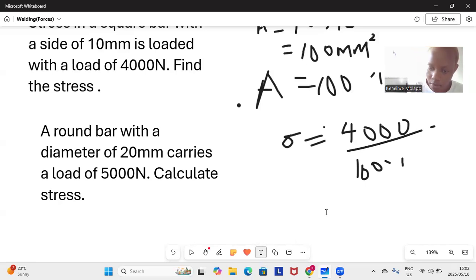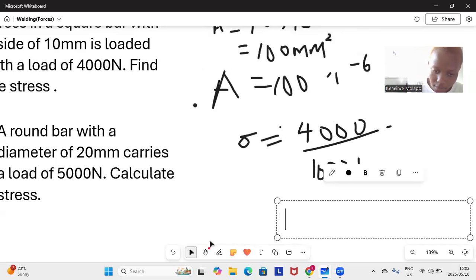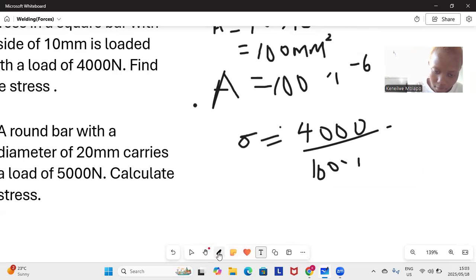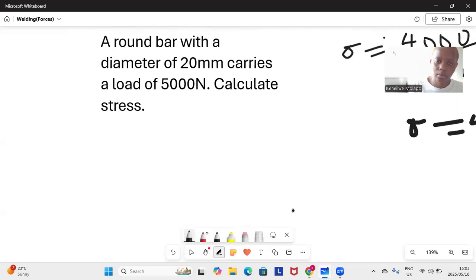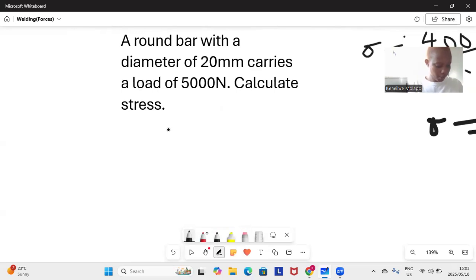So your stress equals 40 MPa. Because when you do it, you're still going to have 40 MPa. Stress is measured in MPa, guys. This one is for MPa. So now we are going to the second one.